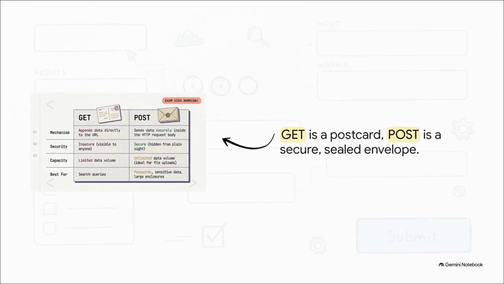To really cement this in your memory, I like to think of the get method as sending a highly visible public postcard through the mail. Anyone who handles it can read exactly what's written on the back. The post method, though, that's your secure, wax-sealed envelope. The contents are tucked safely inside the body of the request, completely away from prying eyes.